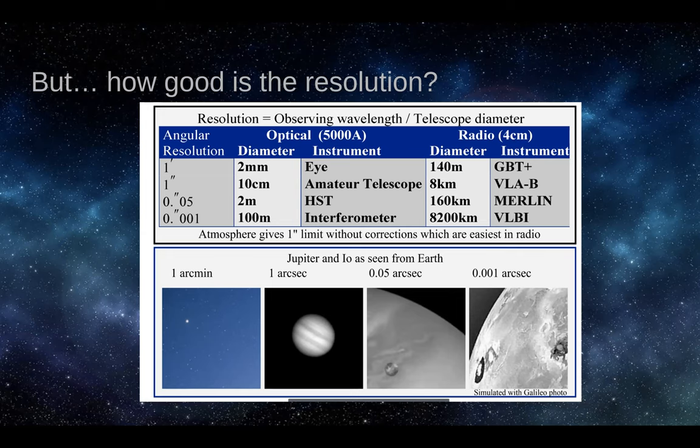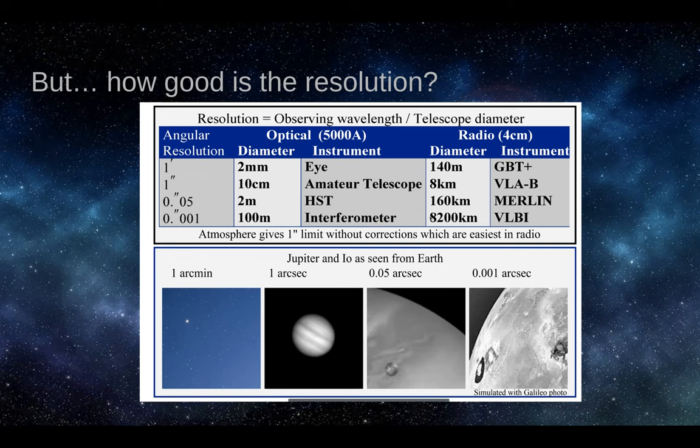And then for interferometer here, that basically means VLBI. That's equivalent to a 100 meter optical telescope, which of course does not exist. And that gives something like 1 milliarc second resolution, which is basically similar to seeing the surface of Io, one of the moons around Jupiter. So that's pretty good. And in fact, we can do even better than that.